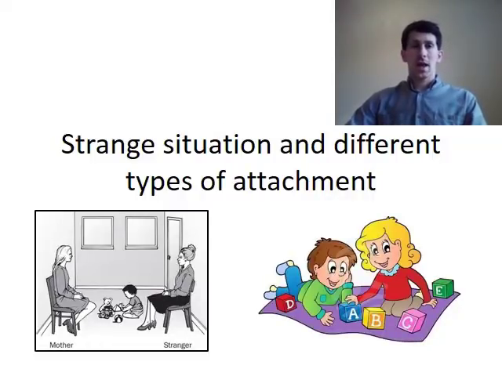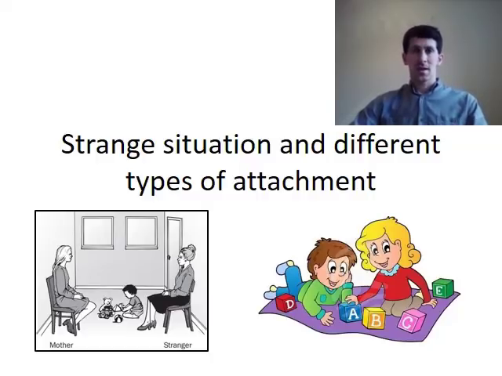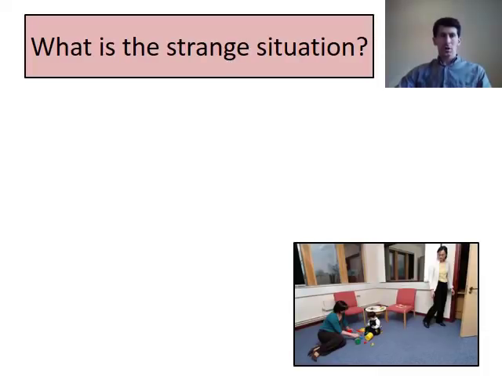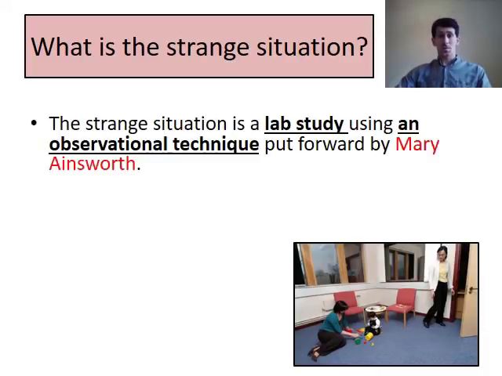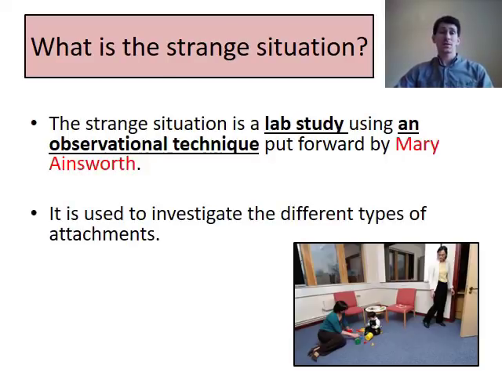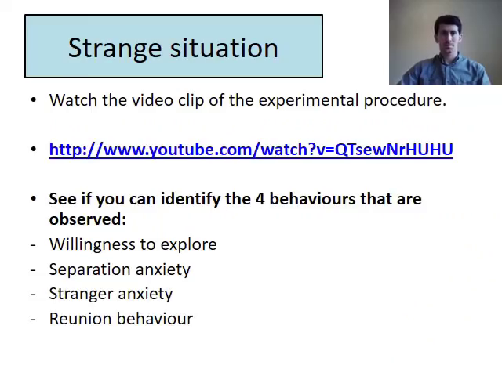This video is going to look at the strange situation and the different types of attachment that a child or infant can develop. So what is the strange situation? Well, it's a lab study done using an observation. It was conducted in the first place by a lady called Mary Ainsworth, and it's used to investigate the type of attachment that an infant has.